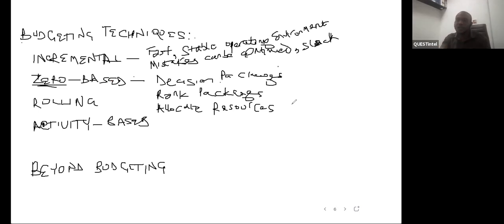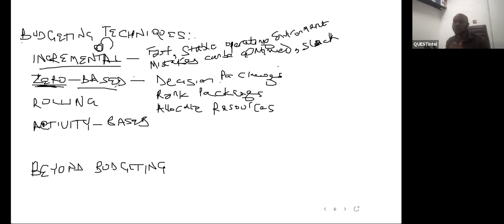With a zero-based budget, remember with incremental, we have our current budget and we use it as the basis for preparing next year's budget. In a zero-based budget, we have a zero base. So we're not using anything. Anything that we've done before is not incorporated into the budget that we are preparing. So we are starting afresh, essentially.